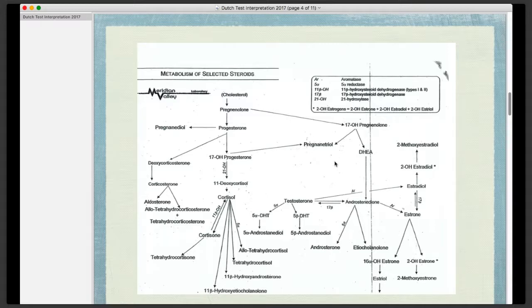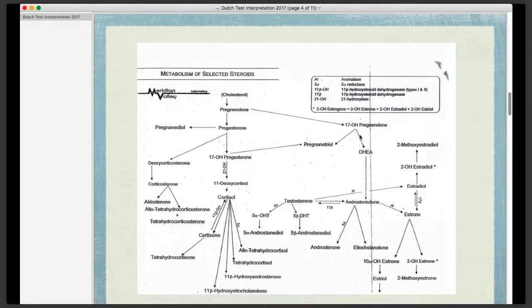The reason I show you this is so that you can, first of all, see that everything is connected. And second of all, that you can see that one step leads to another so that nothing is in isolation. And that's how I treat you, that I keep in mind that everything's connected so that everything can be as balanced as possible. So you go from progesterone, you go over to making various estrogens, and you also go down to make cortisol. Cortisol is your stress hormone. Cortisone is the inactive form of the stress hormone. And then there are all of these metabolites of cortisol.